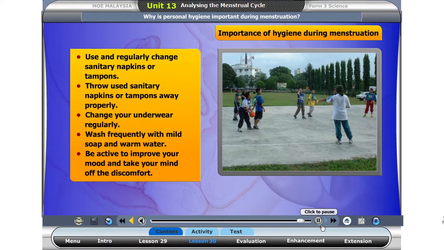Try to be as active as normal during your menstruation. You will find that participating in activities can take your mind off the discomfort, can improve your mood, and help you have a problem-free menstruation.